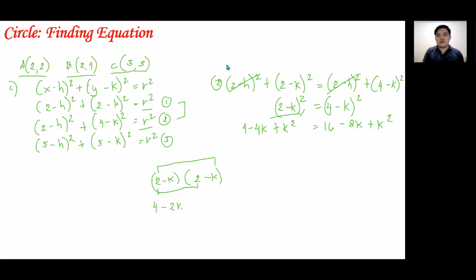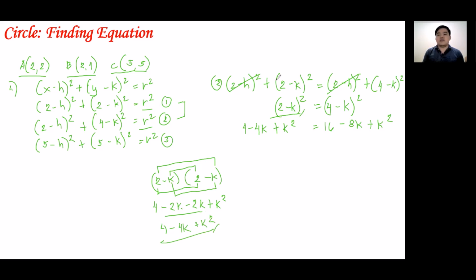Wait, let me annotate something. Our inner term is this one. So negative k times 2, that is minus 2k. And the last term, L for FOIL method, so that is positive k squared. Take note, we're going to use the FOIL method. So this is combining like terms, so that is 4 minus 4k, plus k squared. And that's it.